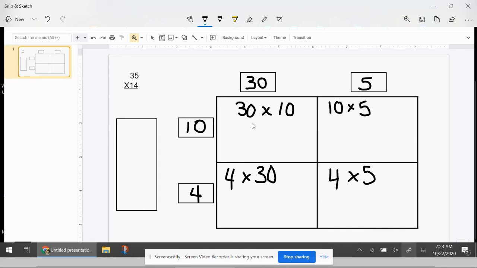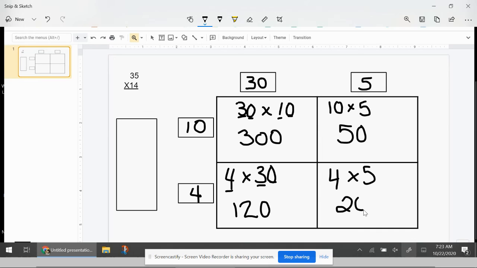So we'll go ahead and work this out. You can do 30 times 10, but we can also do 3 times 1 is 3. Count the zeros, 1, 2, 300. Here we'll have 10 times 5, which should be pretty easy to do, which is 50. Down here, 4 times 30, or 4 times 3 is 12. How many zeros? There's 1 zero, so 120. And then 4 times 5 is 20.